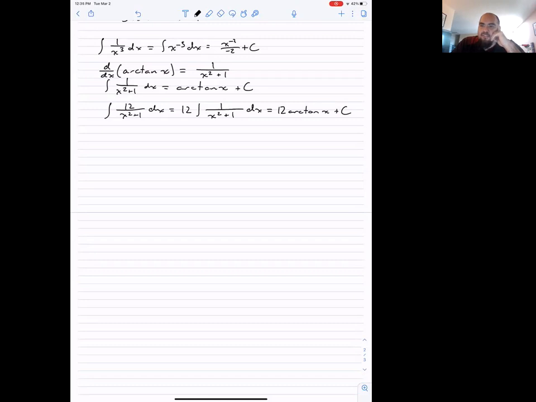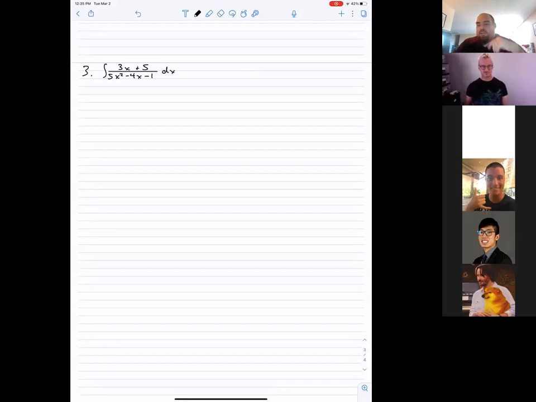All right, Michael has a vote for number 3 on the review sheet. And partial fractions are always good to look at. Like I said in that file I sent out, 95% of this integral has nothing to do with calculus. It's all about the algebra that gets you there. All right, so 3x plus 5 over 5x squared minus 4x minus 1 dx. How do I get started?